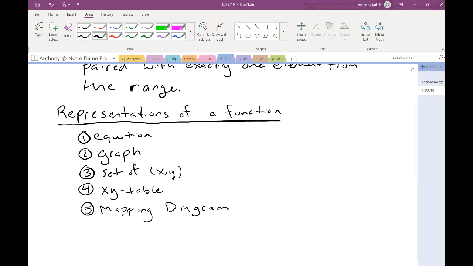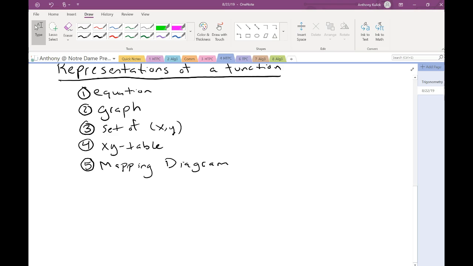So we'll take a few minutes and go back and look at some of these and talk about how we know, or how we can tell if that represents a function or not. Let's start with the mapping diagram.